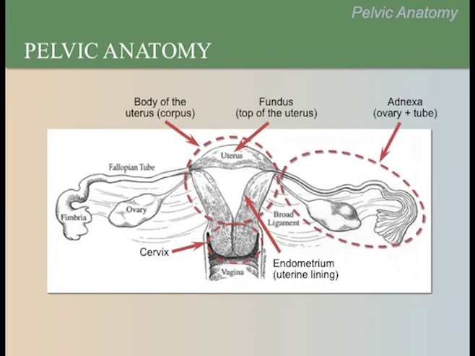Adnexa is a term that refers to both an ovary and fallopian tube, which are located next to the uterus. For example, one might refer to a mass imaged on ultrasound as coming from the right adnexa, because it wasn't clear whether it was coming from the ovary or the fallopian tube. The eggs form in the ovaries and travel to the uterus through the fallopian tube.